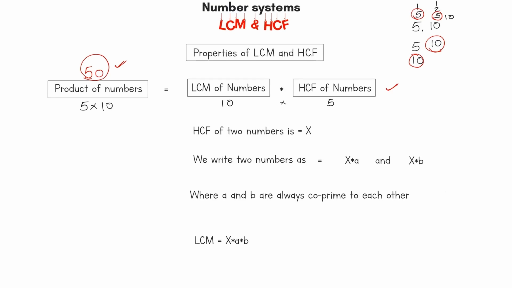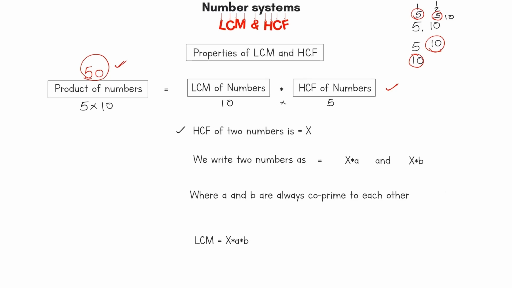Now let us look at one more property of such type. If HCF of two numbers is x, then I can write one of the numbers as x into a, the other number as x into b, where a and b are always co-prime to each other, and the LCM of two numbers will be x into a into b. Looks very confusing, right? Let's put it in numbers. If you put it in numbers, it will be easy.